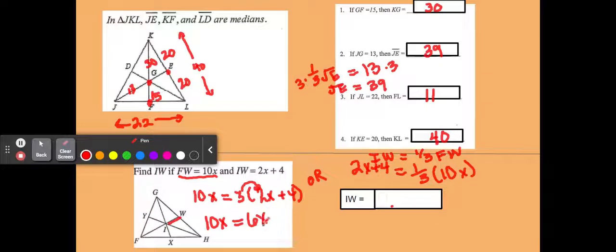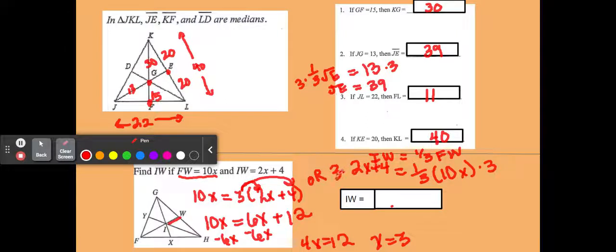3 times 2x is 6x. 3 times 4 is 12. I subtract 6x, and I end up with 4x equals 12, or x equals 3. Up here, I'm going to multiply by 3 on both sides just because I don't like fractions very much. If I multiply by 3, it cancels out my 1/3 here. And again, I end up with the same equation: 10x equals 6x plus 12.